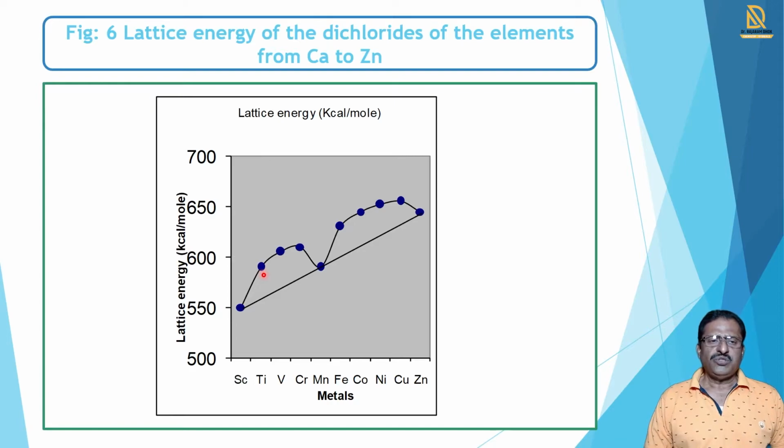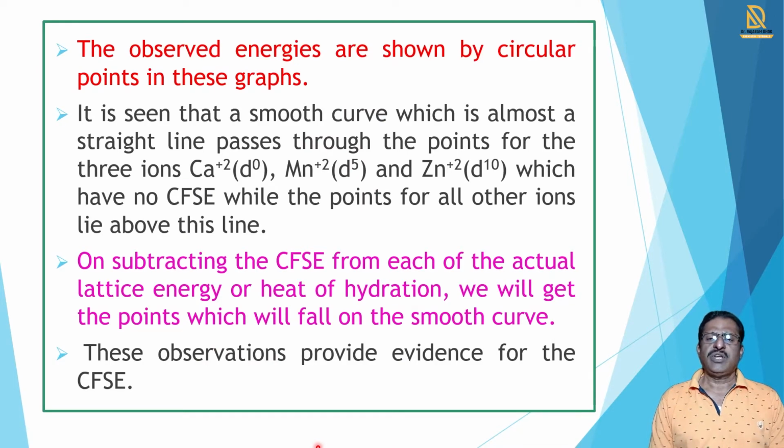Now, if we remove this crystal field stabilization energy for the d1, d2, d3 cases from the lattice energy, then the value is on the straight line. And this proves that along with the lattice energy, crystal field stabilization energy is present in the different dichloride compounds of calcium to zinc. So these observed energies are shown by the circles, and this energy shows such an increase in the properties.